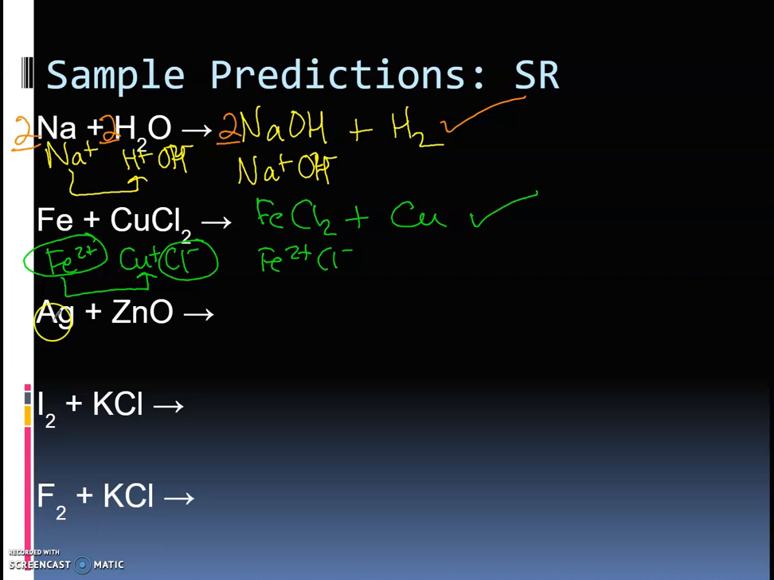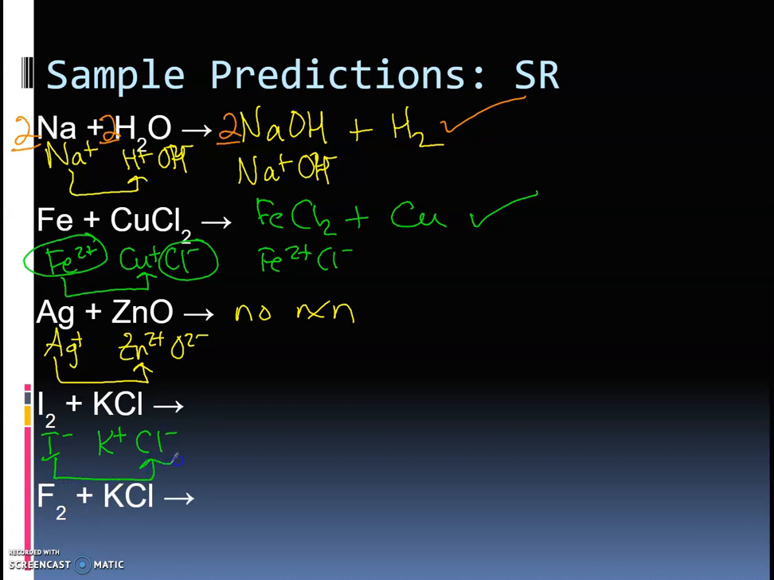All right, what about silver and zinc oxide? Element, compound. Ag plus, Zn2 plus, O2 minus. Silver is going to try to replace zinc. Is silver higher than zinc on the series? No? Okay. So all you got to do is write no reaction. That's it. That's done. Okay, next. Iodine and KCl. I makes a minus, K makes a plus, Cl makes a minus. So I is going to try to replace chlorine. Is I higher than chloride? No? No reaction.